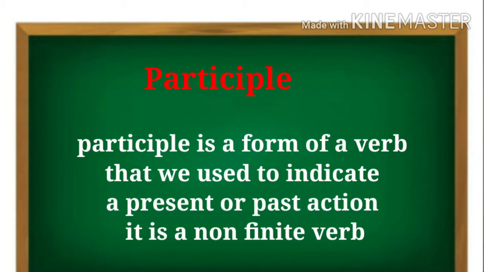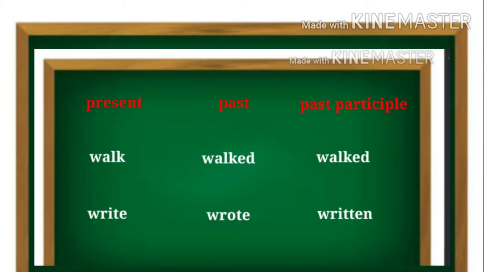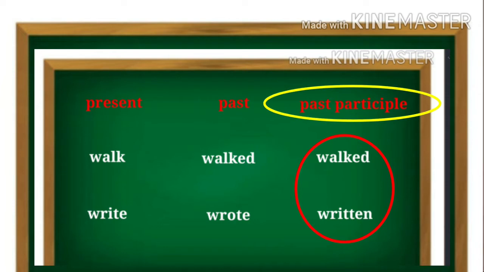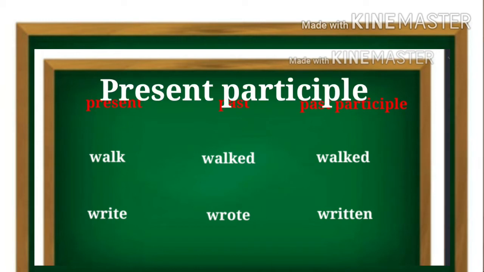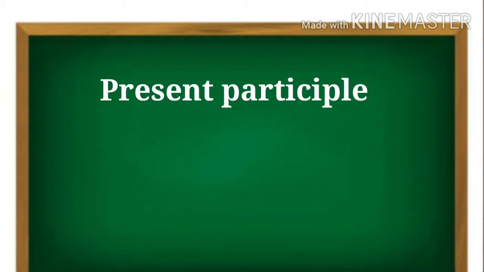Participle is a form of a verb. It's actually a form of a verb that we use to indicate a present or past action. So here in these examples you see walked and written, both of them are examples of past participle. So you might be wondering whether there is any present participle. We have got past participle, the same way we have got present participle too.